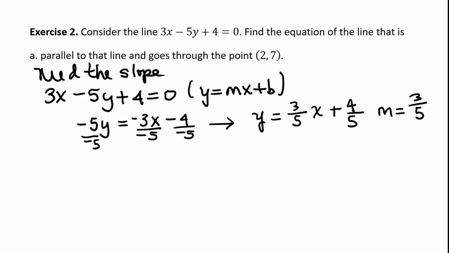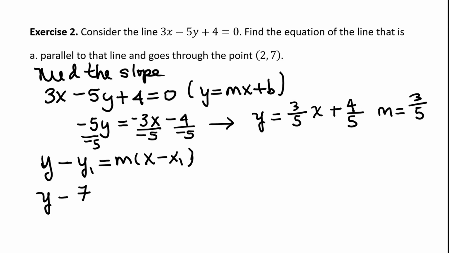With the point 2, 7 given and the slope of 3/5, we can use the point-slope form of an equation, y minus y1 equals m times the quantity x minus x1, and solve for the equation. That would be y minus, for the y1, 7 equals m, the slope we just obtained, 3/5, times x minus, and the x1 is 2.